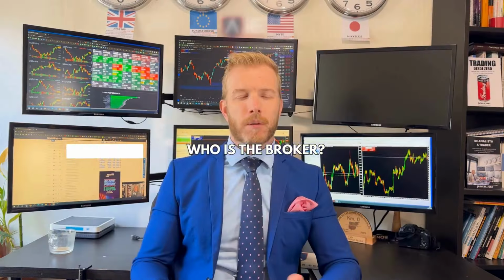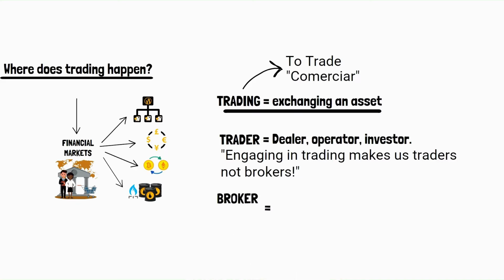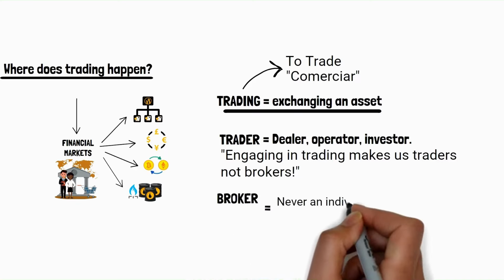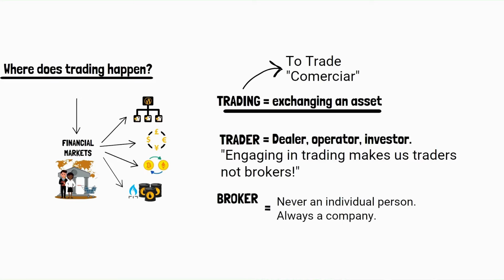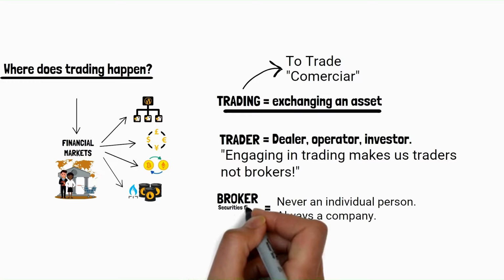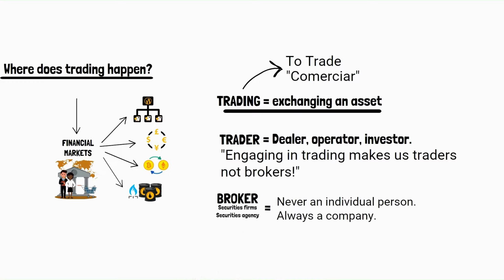So, who is the broker? Brokers are essential for the functioning of markets, but will never be an individual person. A broker will always be a legal entity, meaning a company. Technically, brokers are called securities firms or securities agencies, and to obtain a broker's license that allows them to operate as such, they must meet strict legal requirements and, of course, have millions of euros in capital.